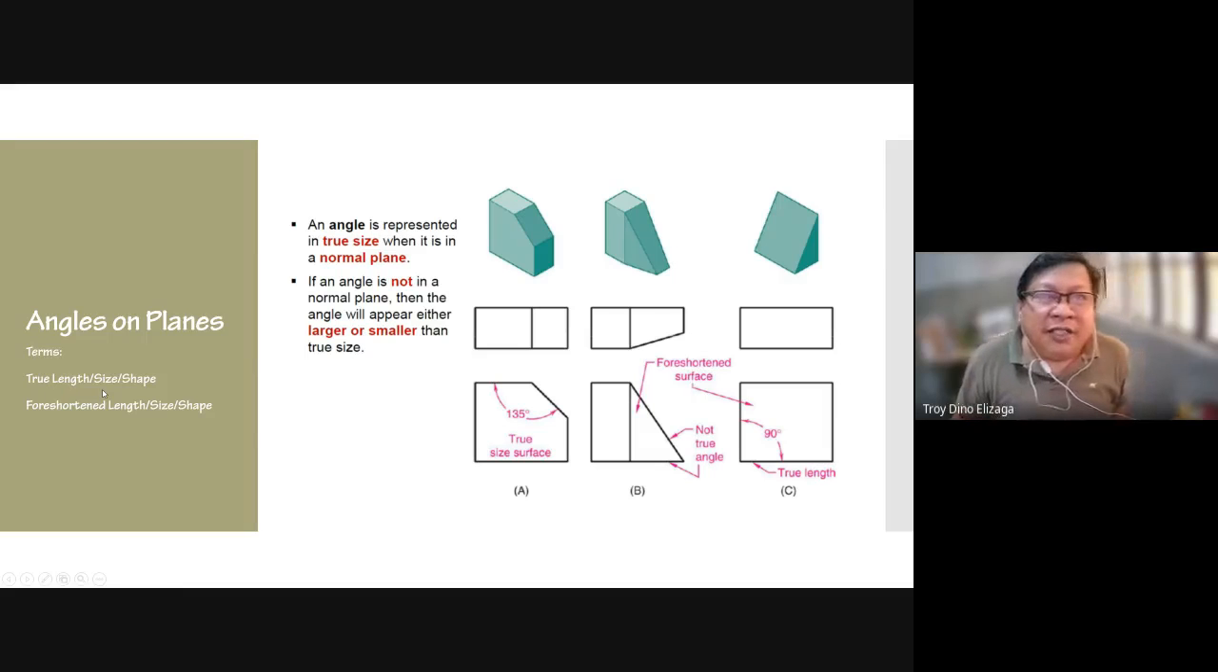True length, true size, or true shape, and foreshortened length, foreshortened size, foreshortened shape. If the shape or the surface is parallel to your plane of projection, it is shown in the true size. For example, in this leftmost drawing, you can measure all of these edges, and they're the actual measurements of the object. You can measure this angle, and that's a true angle.